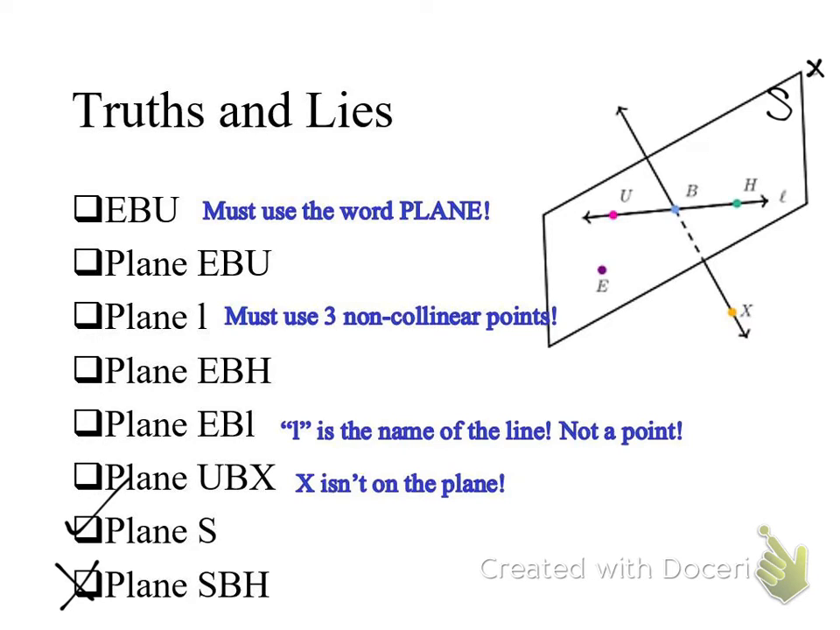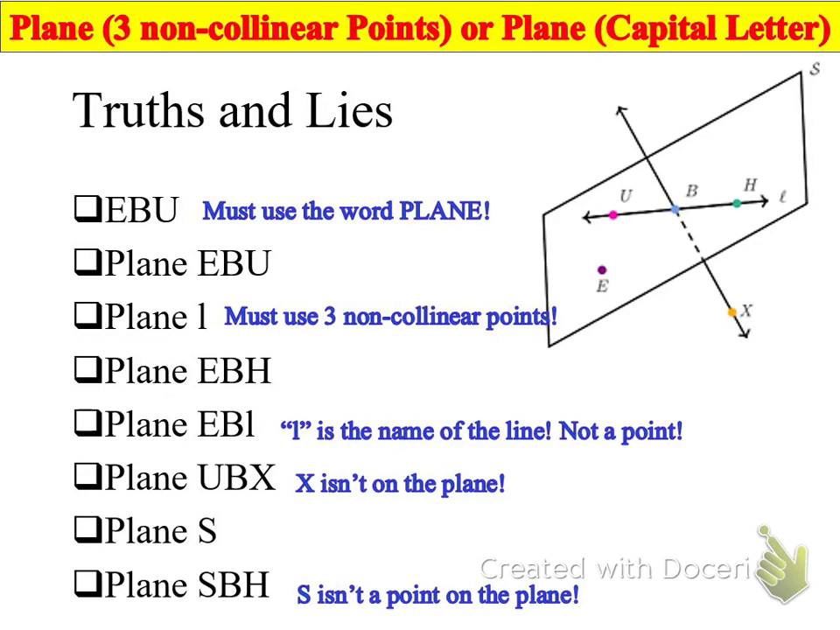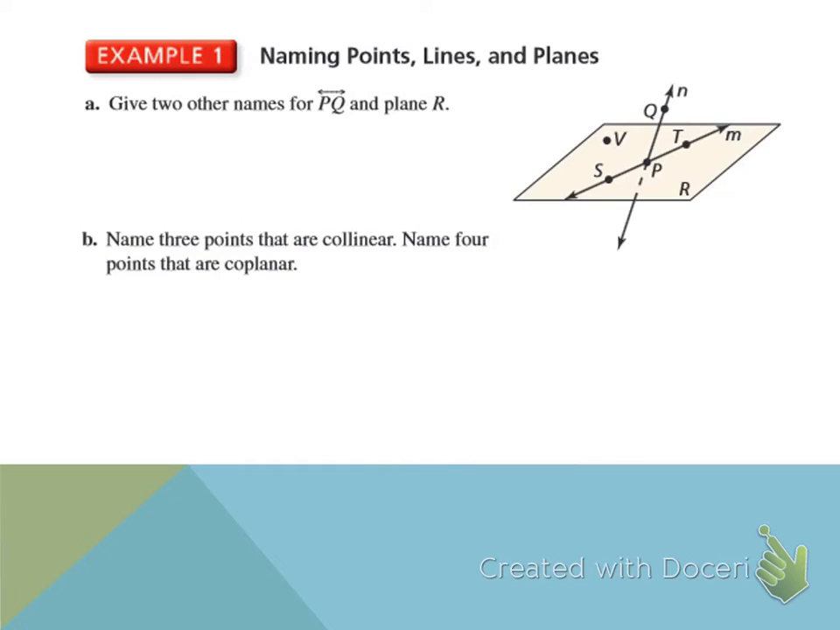And then plane SBH. No. Are all three of them points? No. Which one's not a point? S. Okay? S isn't a point. All right, so you can name it with three non-collinear points, or you could say plane with a capital letter. This is the last thing we do before whiteboards.